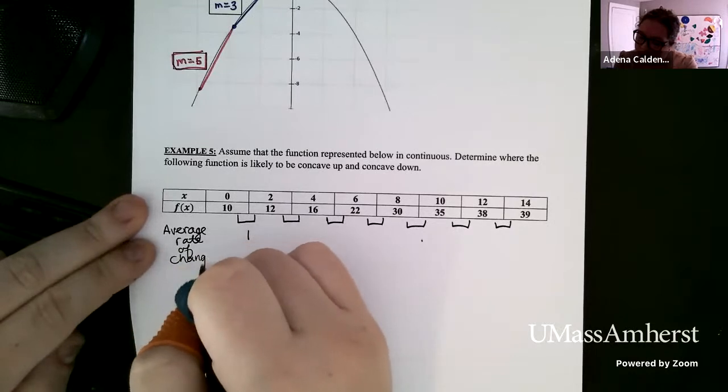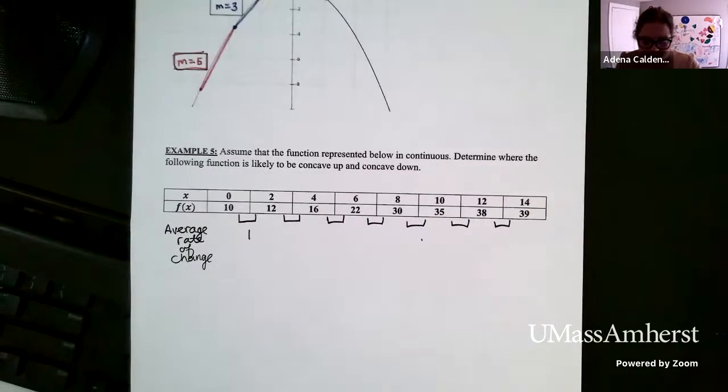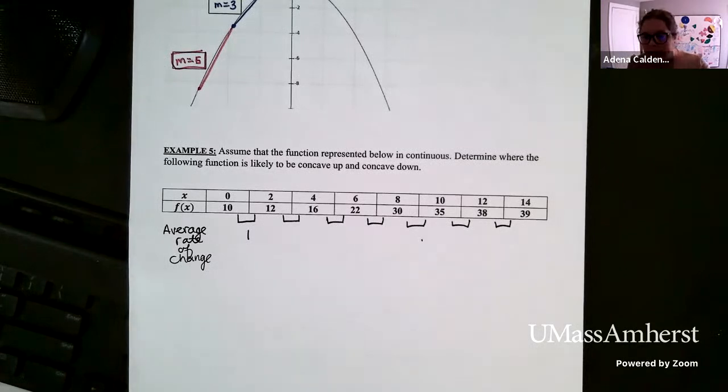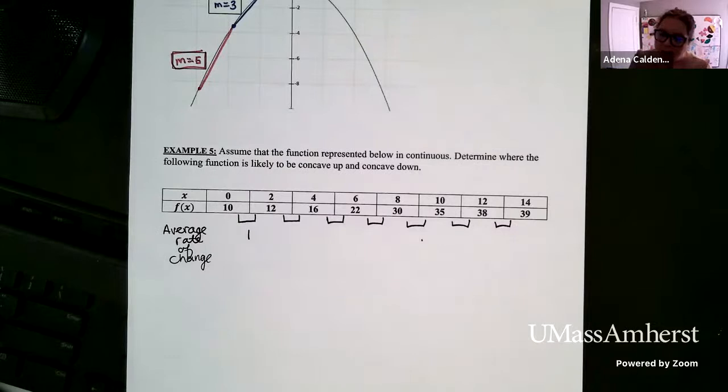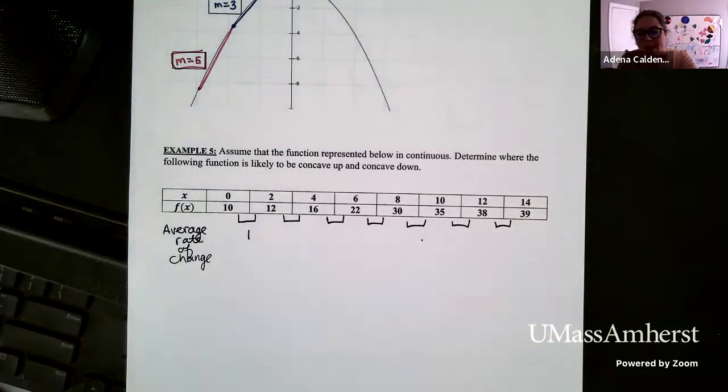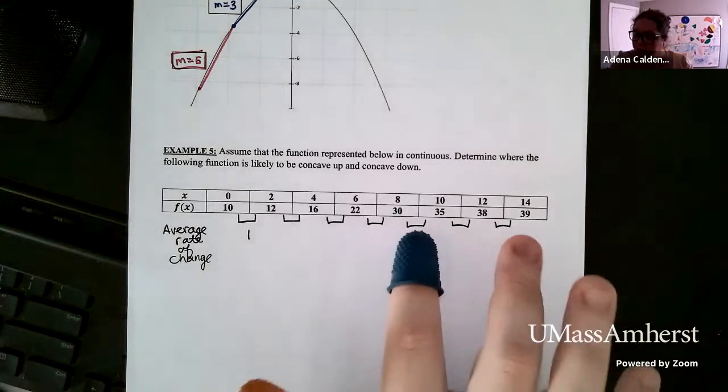And then we're going to look at if those average rates of change are increasing or decreasing. When they are increasing, our function's concave up. When they're decreasing, our function is concave down. So I would like you to take 2 minutes to calculate these average rates of change.